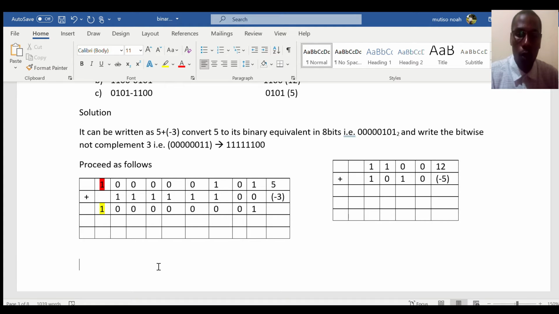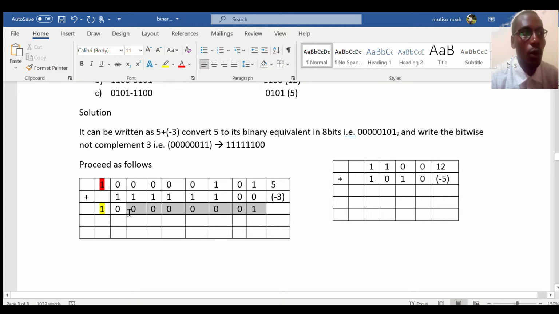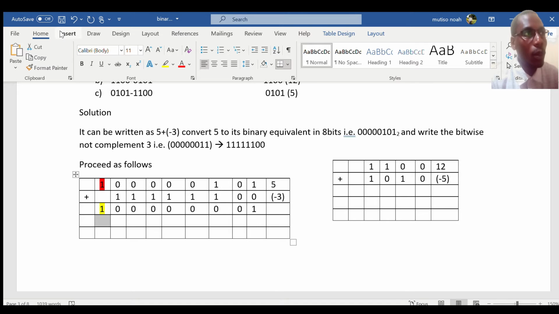What do we do with the overflow bit? Because that answer can't be correct, it is very wrong. If you add 5 plus negative 3, you are supposed to get 2. And if you convert this number here, it will never be 2. So how are we going to get 2? By adding this overflow bit back to the result. This is how you are supposed to do it.